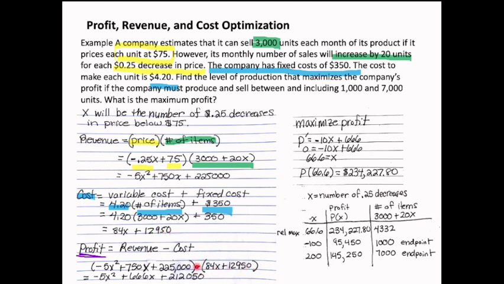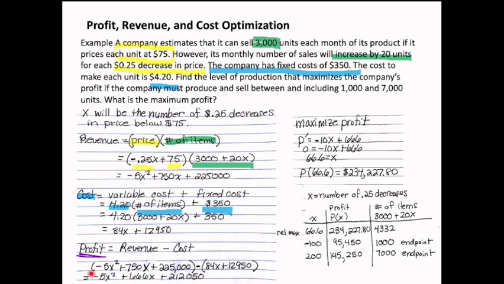Now remember, when you subtract, you have to subtract every term. So when we combine like terms, we get negative 5x squared plus 666x plus 212,050. So this is our profit. Now we can maximize our profit. We have a profit function, so we're going to take the derivative to try to find the maximum.